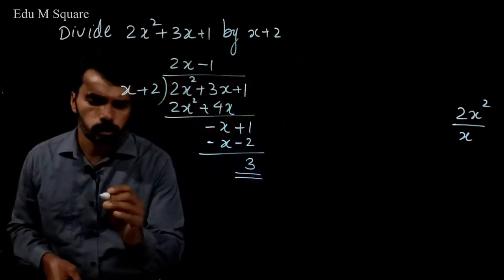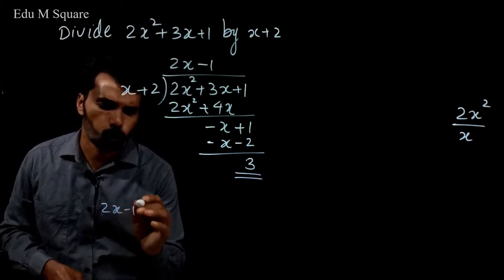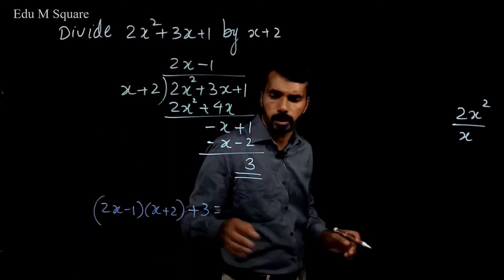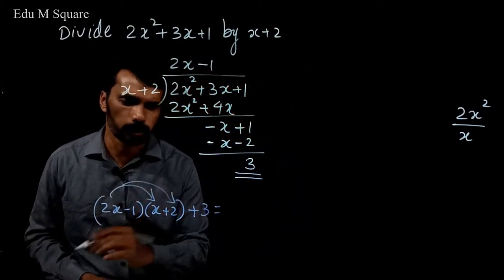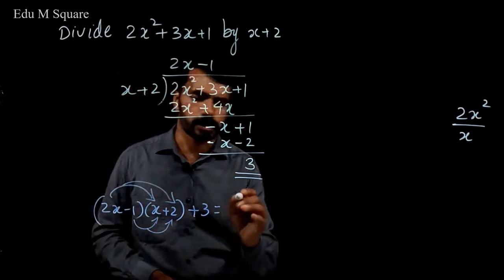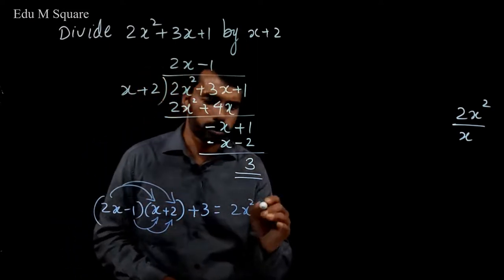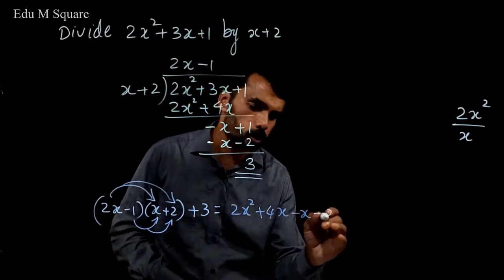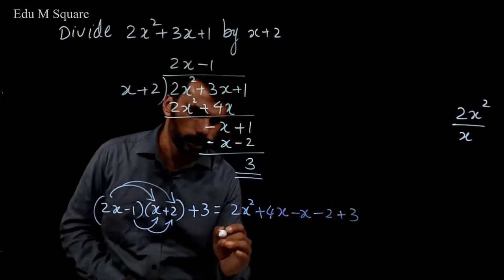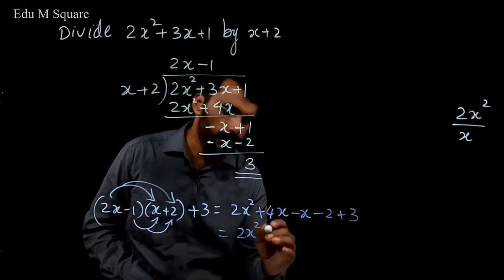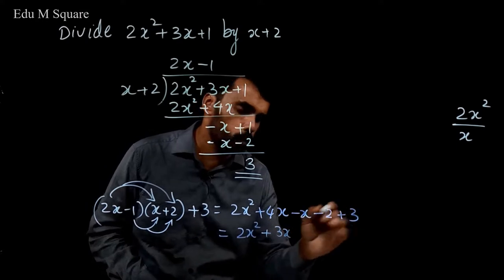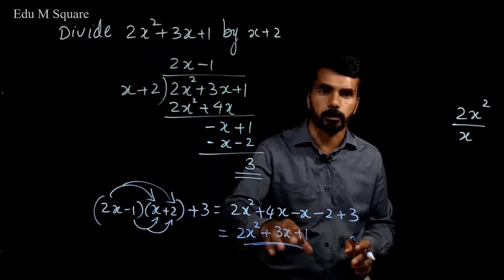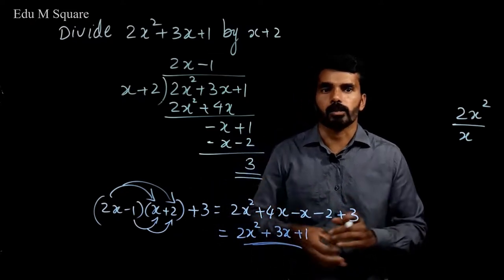Now let us check. 2x minus 1 into x plus 2 plus 3 is equal to, let us check what it is. That is, 2x into x is 2x square, then 2x into 2 is 4x, then minus 1 into x is minus x, minus 1 into 2 is minus 2, then this plus 3. Now this is equal to 2x square, 4x minus x is plus 3x, then minus 2 plus 3 is plus 1. So what is it? It is the dividend, 2x square plus 3x plus 1.